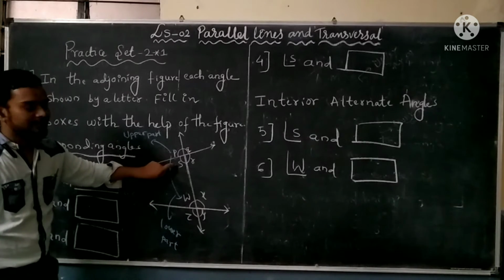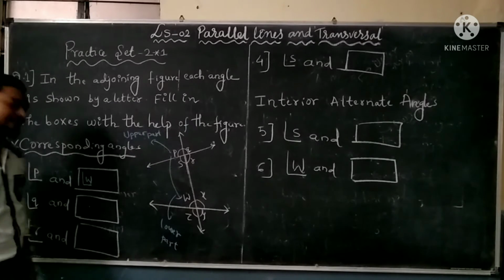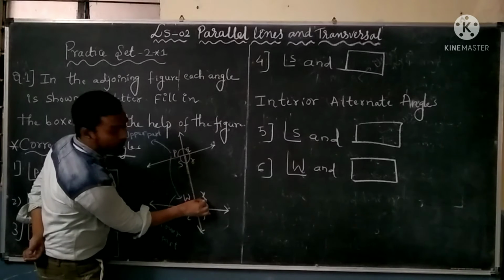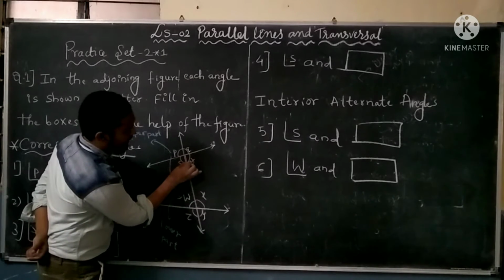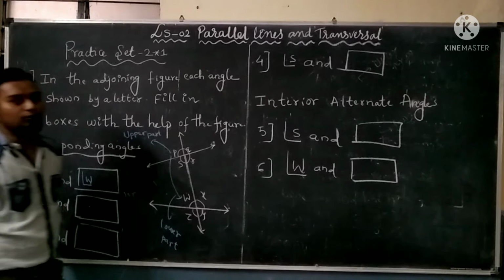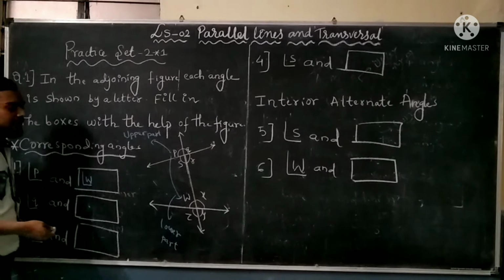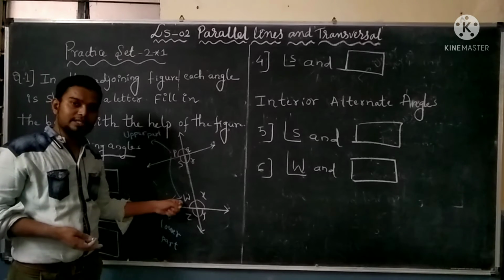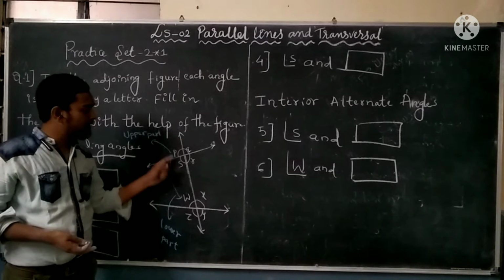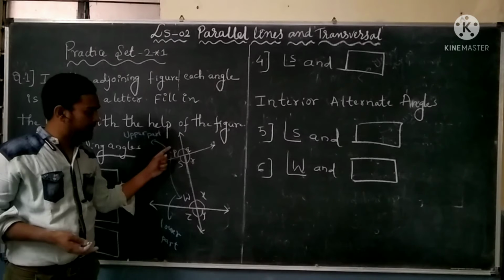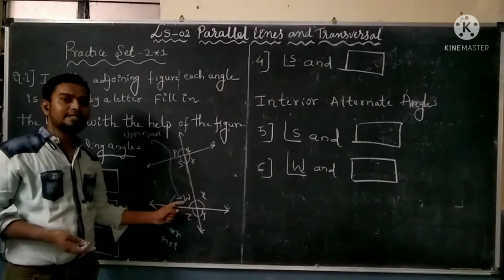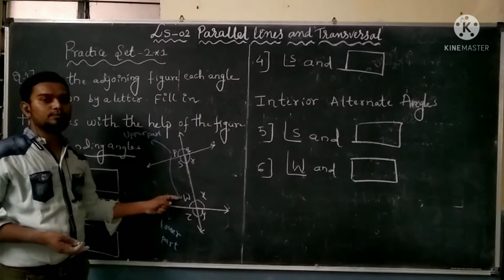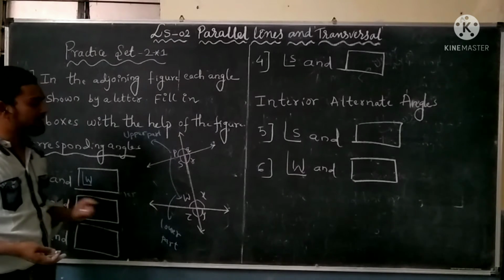Angle S corresponds to angle Z. Angle Q corresponds to X. Angle R corresponds to Y. Why are we taking the corresponding angle in both the upper arm and lower arm? Here P is on the upper side, and W is also on the upper side. Therefore, both angles are corresponding angles.